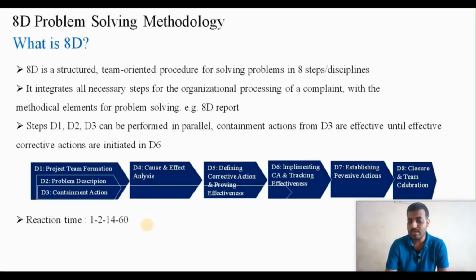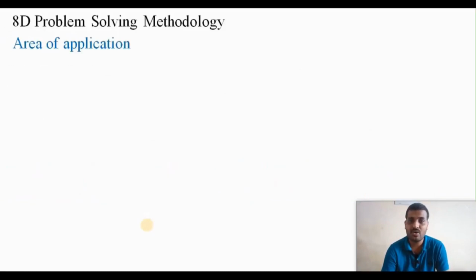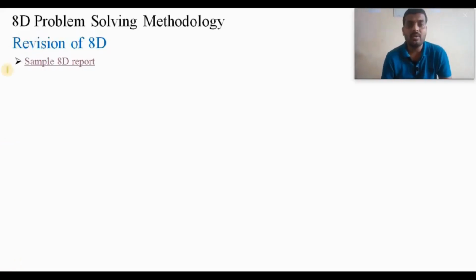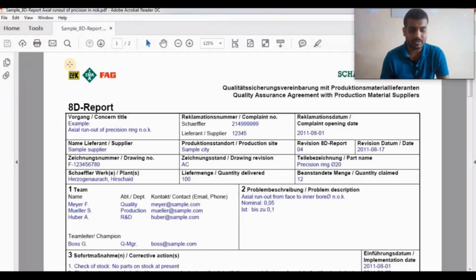Then we moved to the next, that is areas of application. So this 8D can be used for internal and external complaints. Then if safety issues have arisen, for this also you can use it. Now we will revise all the steps from D0 to D8 with the help of this sample 8D report. Again, the disclaimer is that it is for study purposes only. So we'll move ahead.